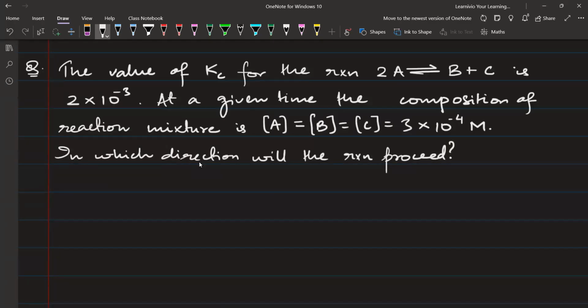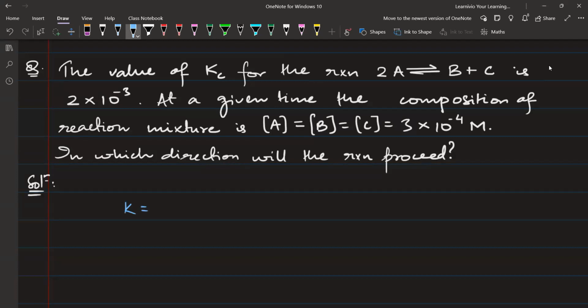ठीक है, चलिए। The value of Kc has been given, and in which direction the reaction will proceed. Generally, जब इस तरह के reaction बात आएंगे ना, in which direction the reaction will proceed, then most probably you have to calculate the Q. And one important thing is that बच्चे generally ना पर concentration दिया हुआ K निकाल लेते हैं. K will be equal to the concentration of A, मतलब concentration of B and C, right?